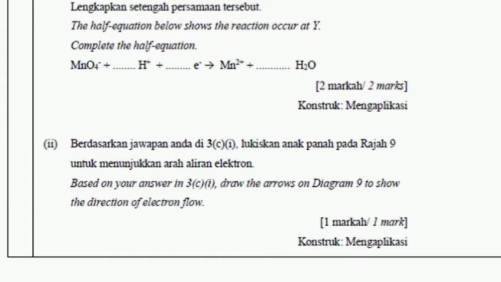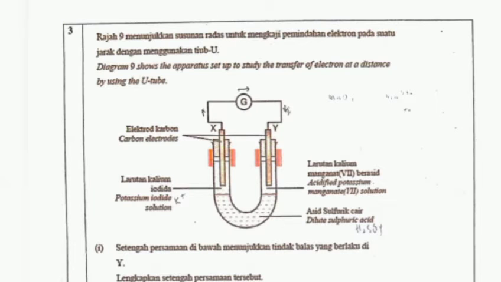Question 3.2. The question asks to draw arrows of the direction of the electron flow. The electrons will flow from X, which is the anode, to Y, which is the cathode. This is because the carbon electrode X is a reducing agent, meaning it will undergo oxidation and lose electrons. Thus, electrons flow from X.